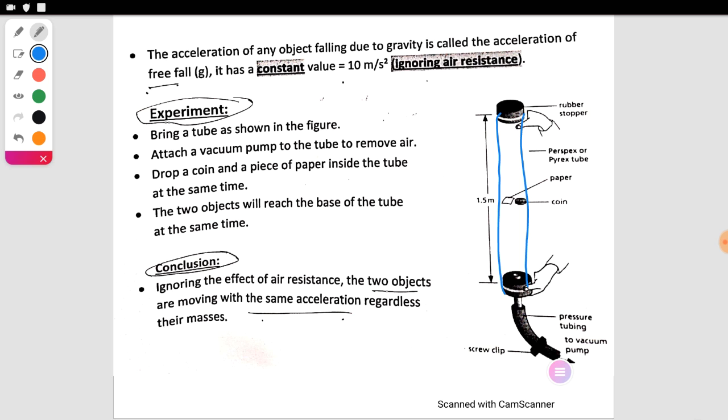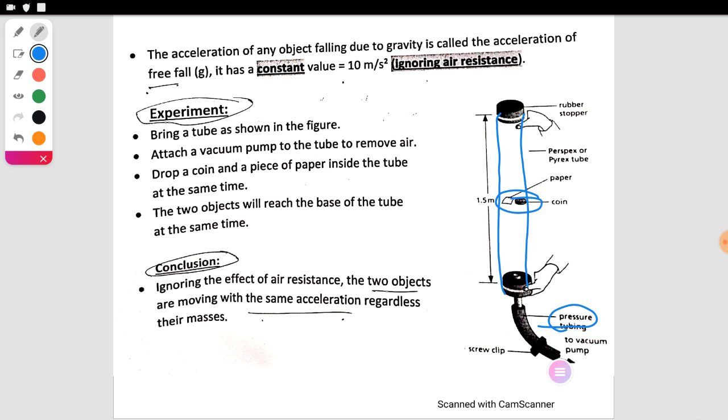Attach a vacuum pump connected to the tube to remove air resistance, to remove air and obtain a vacuum. Then drop, at the same time from the same place and the same height, a coin and a piece of paper inside the tube.